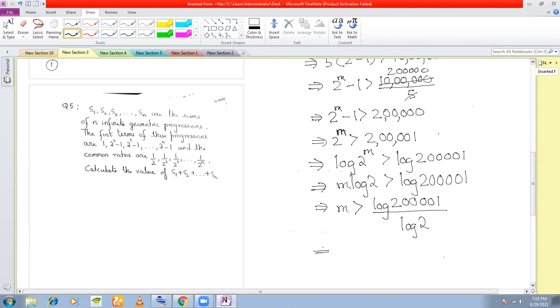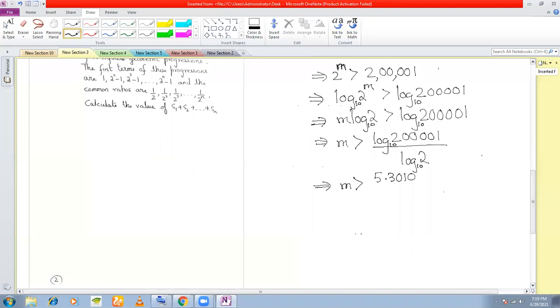Now, from your scientific calculators, you can get the value of log. The value of log 2,00,001 will be 5.3010. Obviously, we're talking about log to the base 10, so you can write base 10 here. Normally in 11 and 12, we talk about natural log, but you can also take natural log here, no problem. But since tables are available for base 10, that is why normally we talk about base 10 in such calculations. Log 2 you can find out from your calculators is 0.3010. And now you can divide this to say m is greater than 17.611.